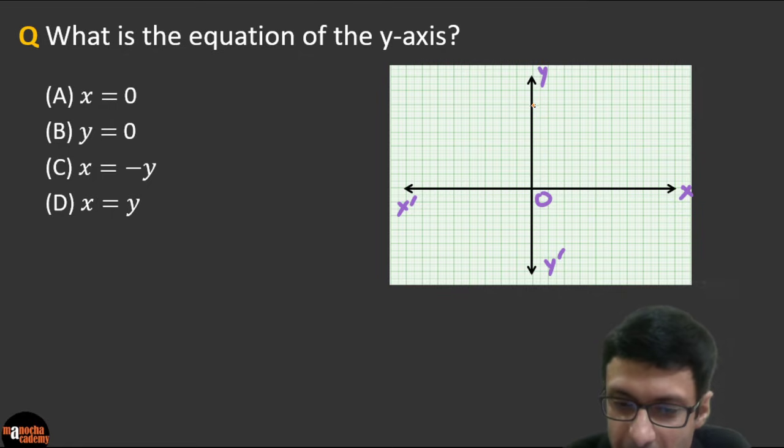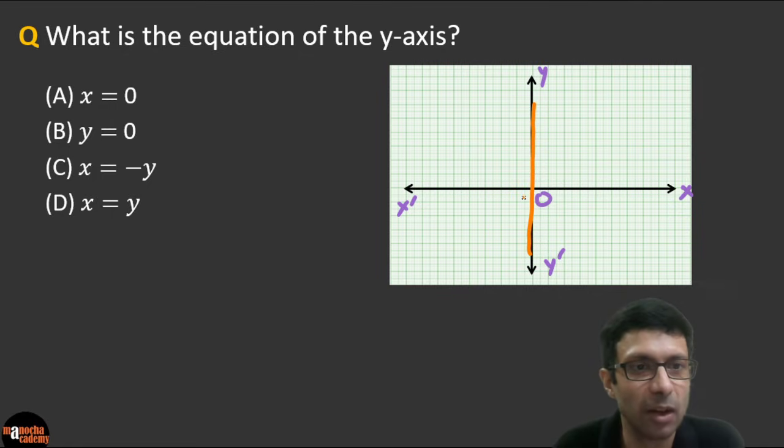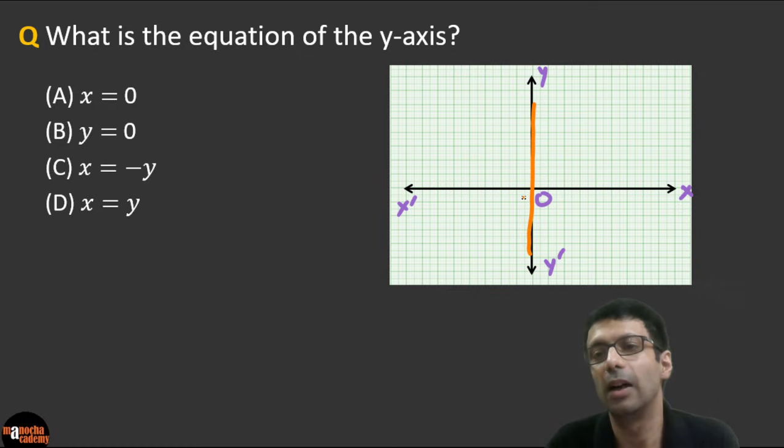Y-axis means this line, right? So what is the equation going to be? Can you see that on the y-axis, you can have different values of y, right? But what is the value of x?